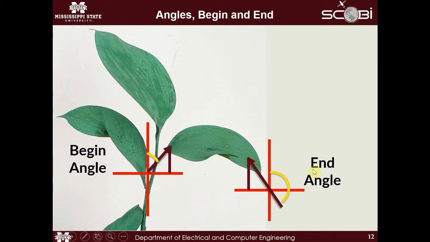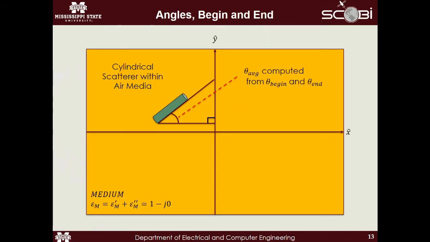And if we assume that this one's 120, what SCoBi does is it calculates the average between those two angles. So if it was 30 and 120, that's 30 plus 120 is 150, over 2, so it's 75 degrees. It'll be sitting at some sort of 75 degree angle within a medium of air.